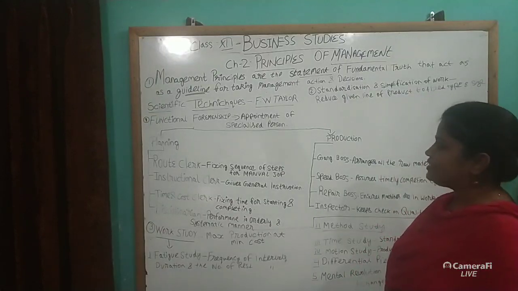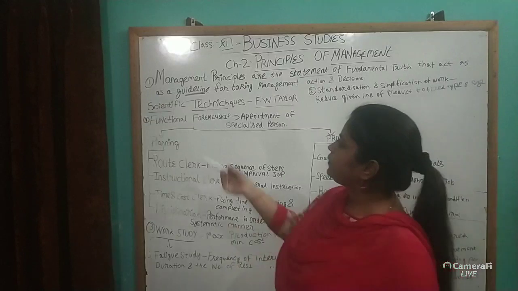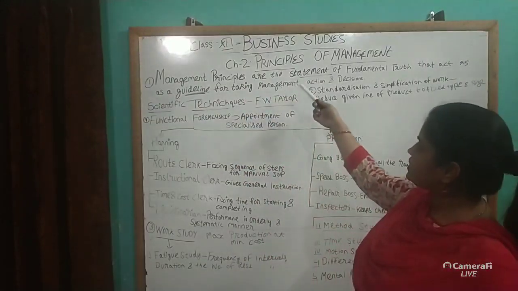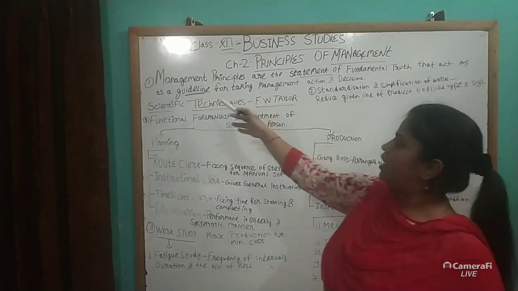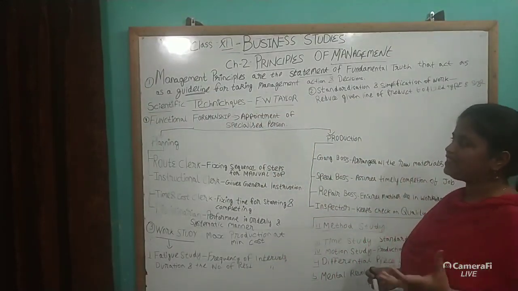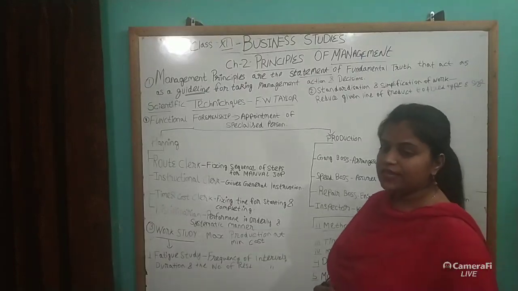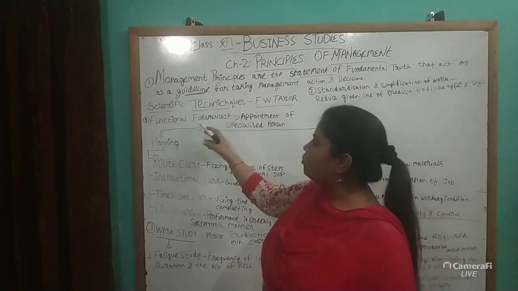Mental revolution. I'll just repeat all the points once again. We did the meaning of principles of management. These are only statements of fundamental truth that act as a guideline for taking management action and decisions. Then we started with scientific techniques developed by Taylor. Okay, the first one is functional foremanship.